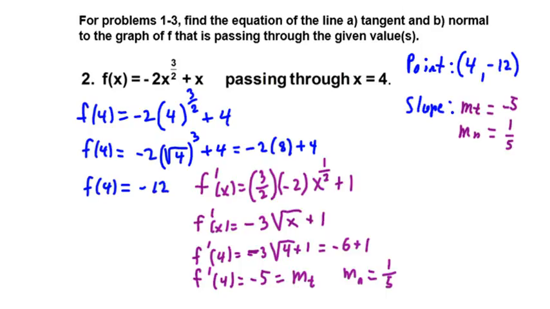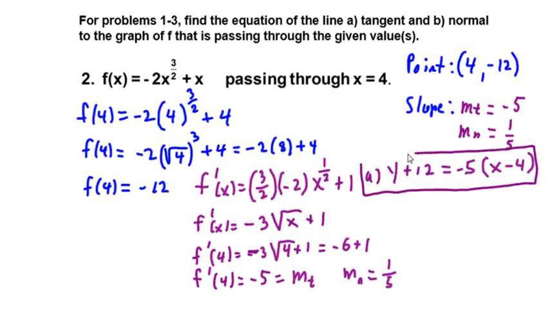Let me make that negative 5 a little more legible if I can. There we go. Negative 5. That's a little better. Okay, so our equations are going to be, first one for our tangent line, we're going to have y minus y1, which is going to be minus negative 12. So y plus 12 is equal to our slope m sub t, which is negative 5, times x minus 4. That's going to be our tangent line equation. That's our answer for part A.